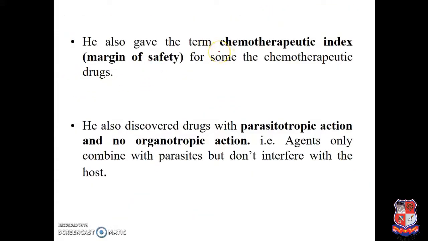He also gave information regarding the chemotherapeutic index, meaning the margin of safety for chemotherapeutic drugs. Margin of safety means a drug is used at a particular dose, and if we go beyond that dose, we find toxic effects. That ratio is the margin of safety. A good example: if we drive a car at more than 100 kilometers per hour, there is a chance of a crash. So that is a margin of safety. Similarly, if we use a drug at more than the safe concentration, it may produce side effects. This was done by Paul Ehrlich.